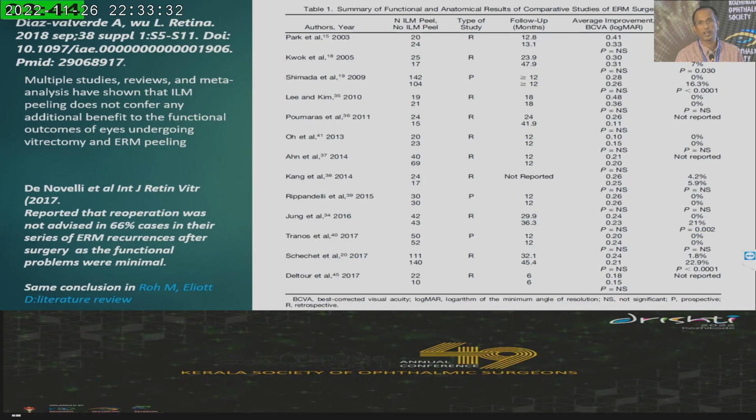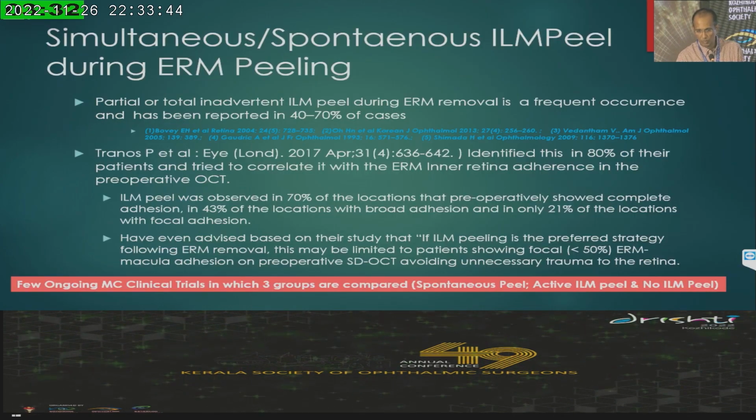And also, many of these recurrences are not significant. A large part of these recurrences are not significant enough to produce a visual indication, visual deterioration, so much as to indicate a reoperation. Another aspect is that sometimes some of the ILM also peels along with the ERM, whether you want it or not. So that is also there.